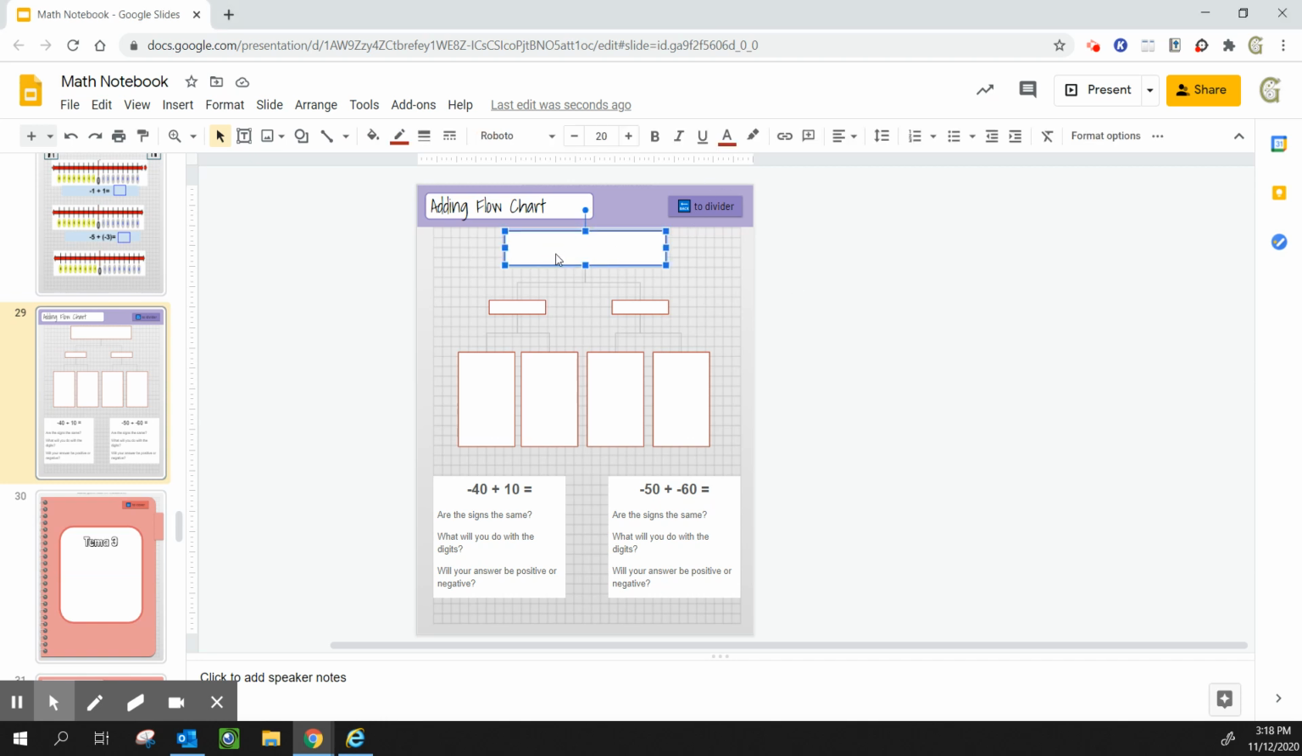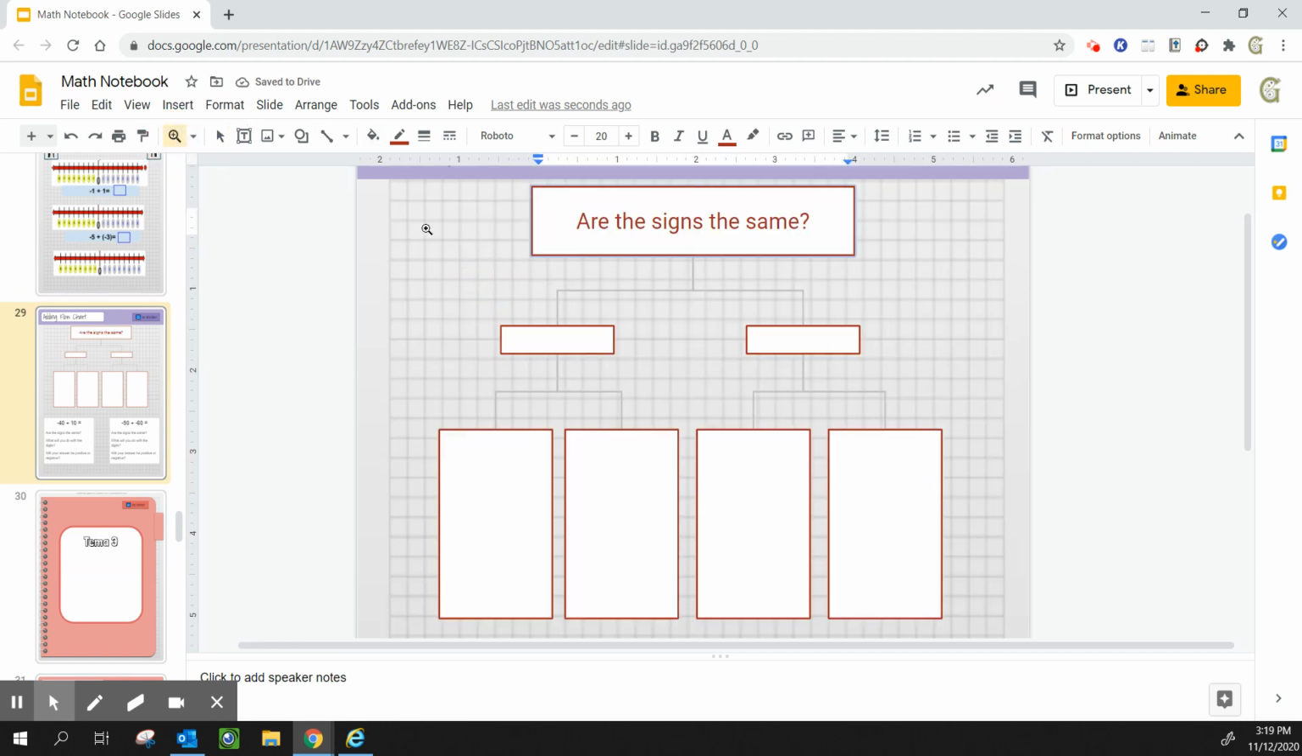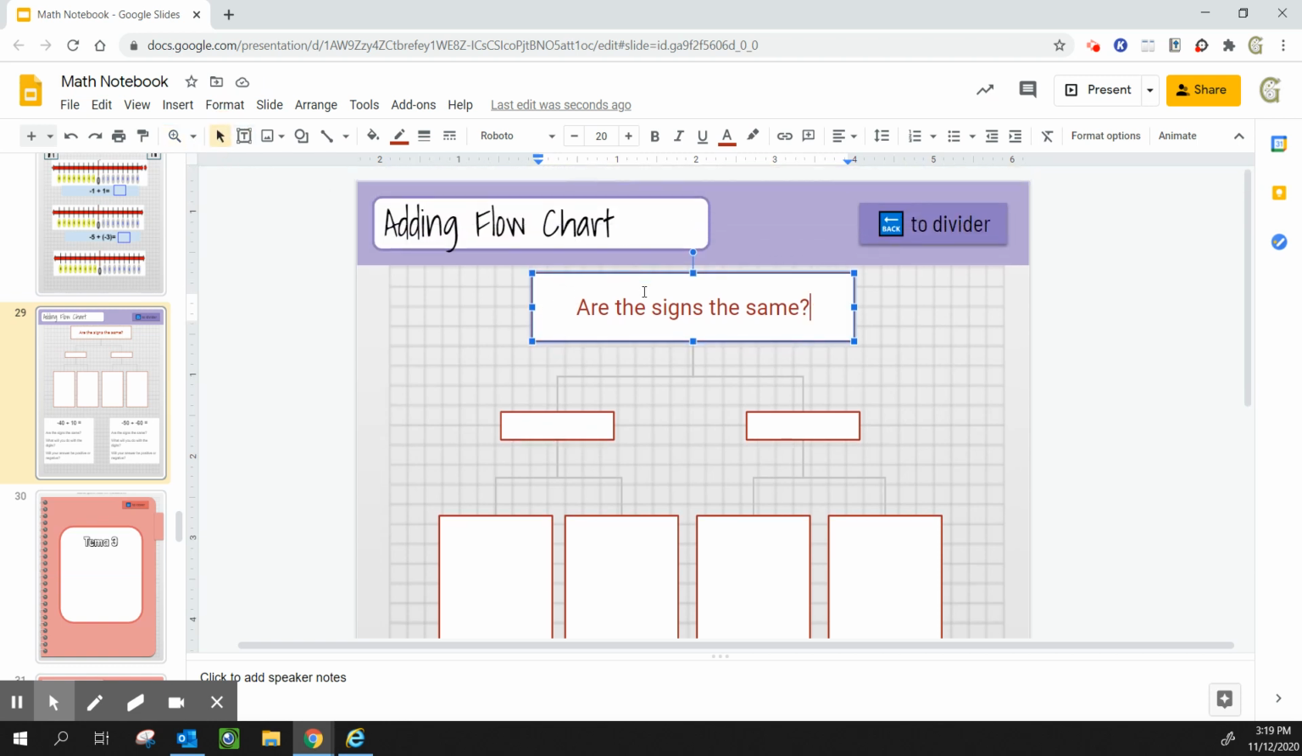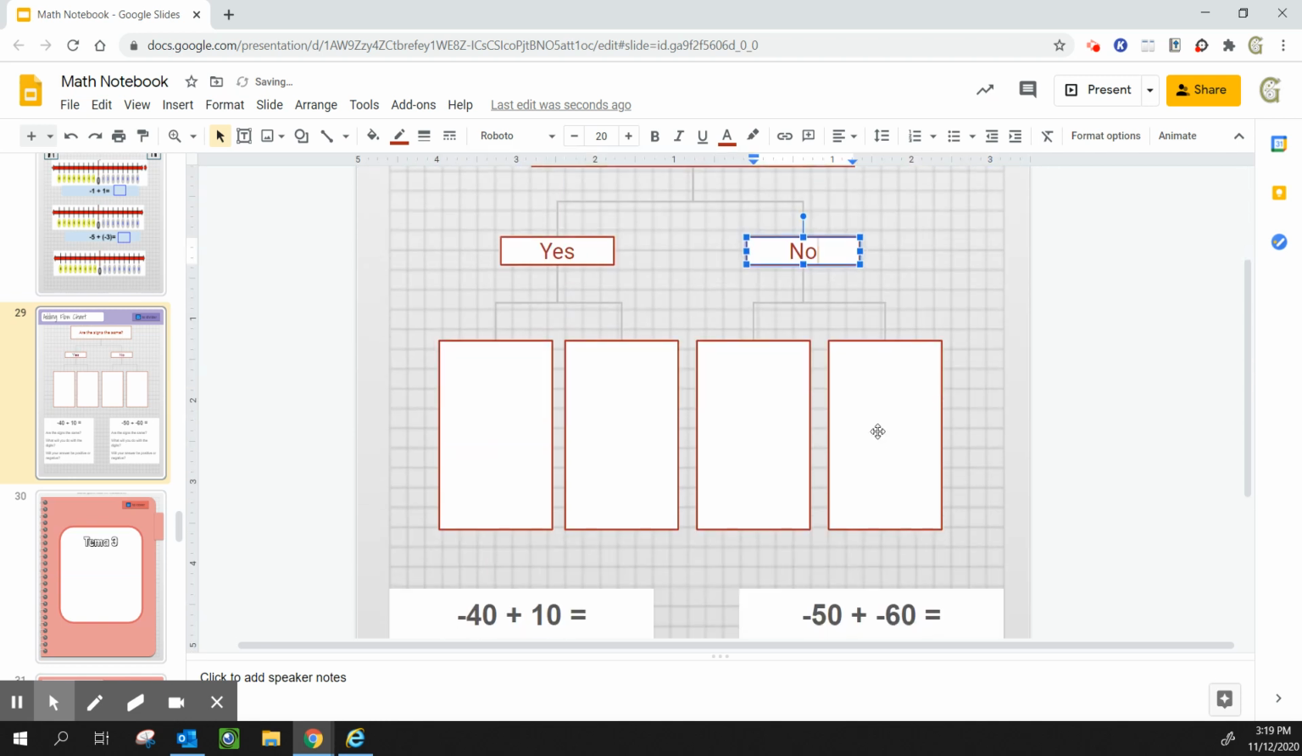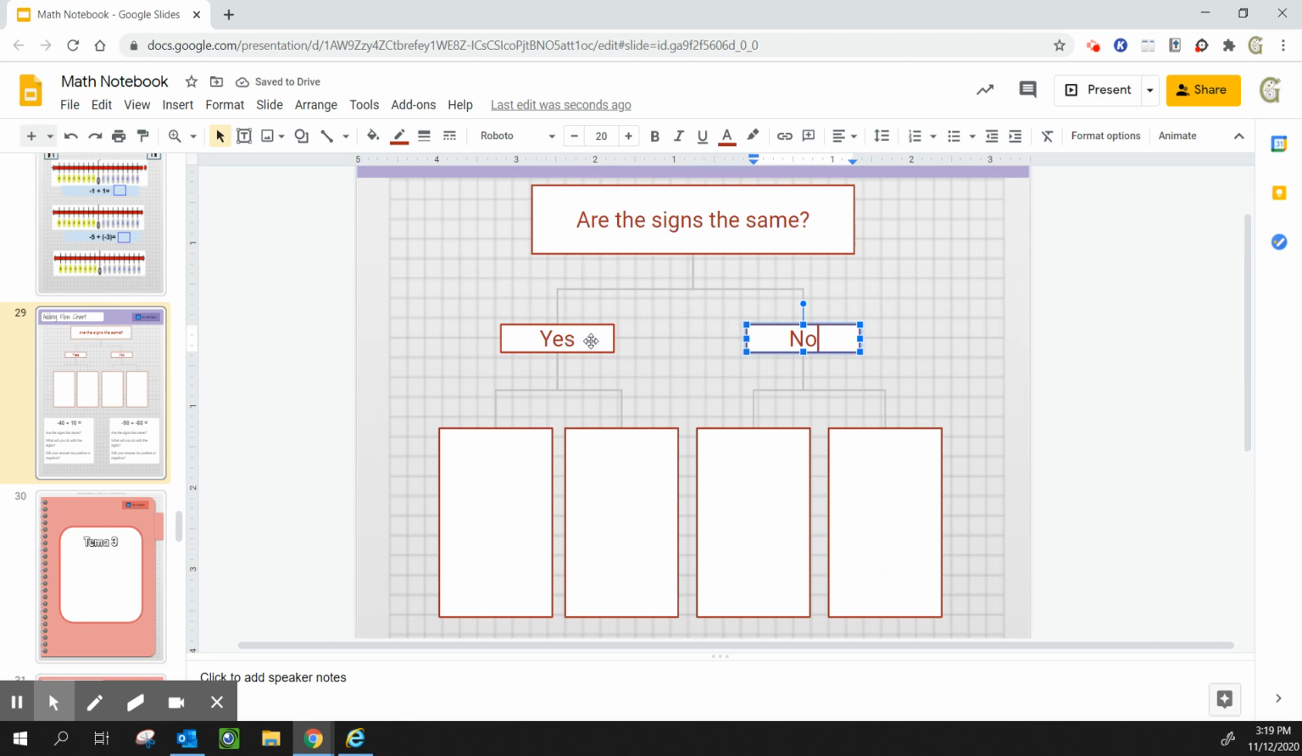So, the first thing you're going to ask yourself whenever you see two numbers that are being added that have positives or negatives in them is the question, are the signs the same? And I'm actually going to zoom in here so you can see a little better. Are the signs the same? And so there's two possible answers you could give to that. Yes or no. Okay. So if you'd say yes, that would mean that both numbers are negative or both numbers are positive. If you say no, that would mean that one is positive, one is negative.